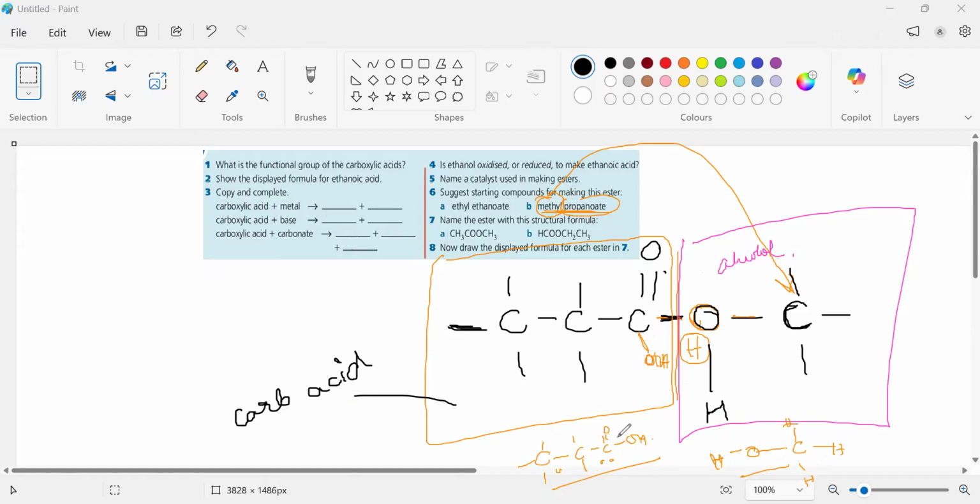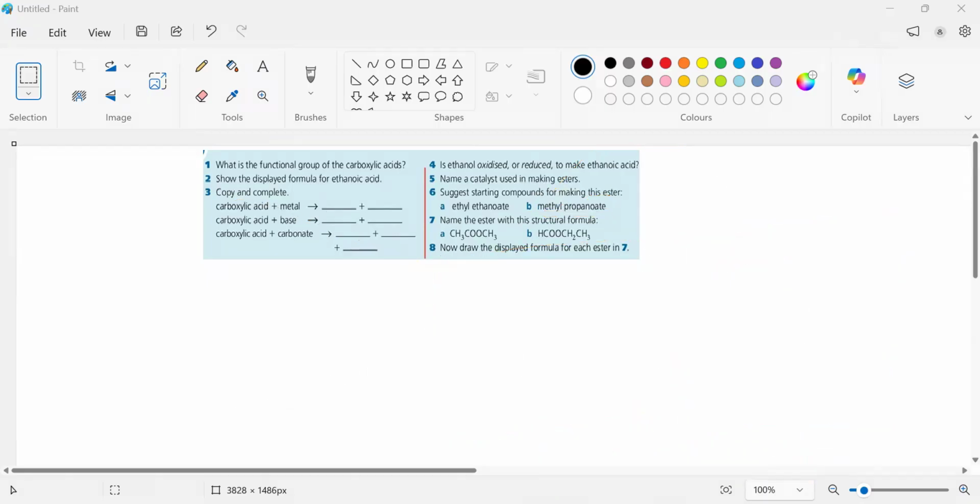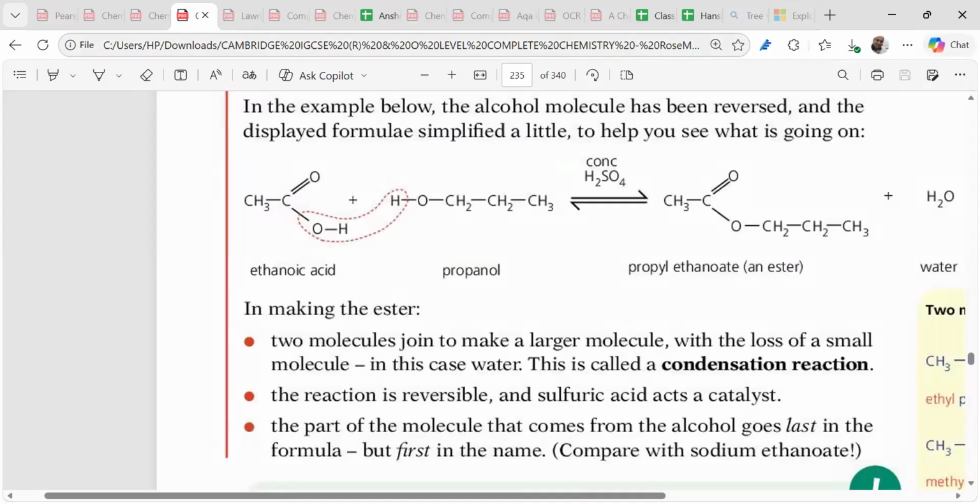In a condensation reaction, the OH group over here and the H over here get eliminated as H2O. And where does the bond form? From here to here, right? Clear? I'm showing it in the book so you can understand better. See, if we take this ester, we have to break it over here.